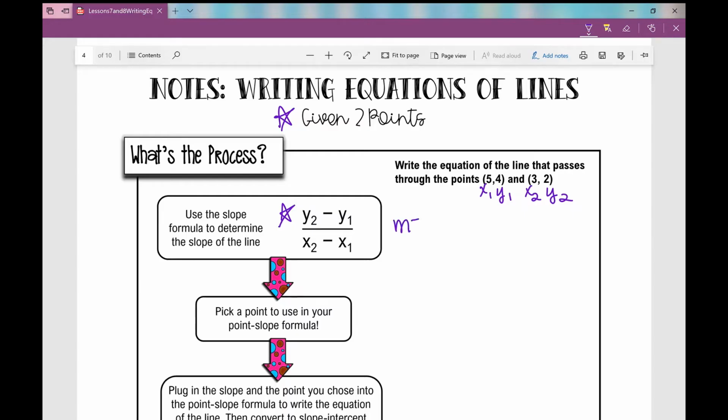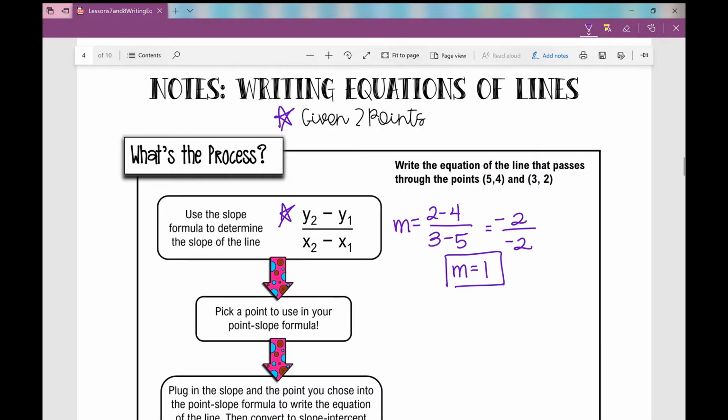So my slope, I'm just going to do it how I've labeled it here, 2 minus 4 over 3 minus 5. And if you need to draw your arrows like we used to whenever we were doing slope, you could do that. So 2 minus 4 is negative 2, and 3 minus 5 is also negative 2, which means my slope is positive 1. So now we have the slope of the line that contains these 2 points.